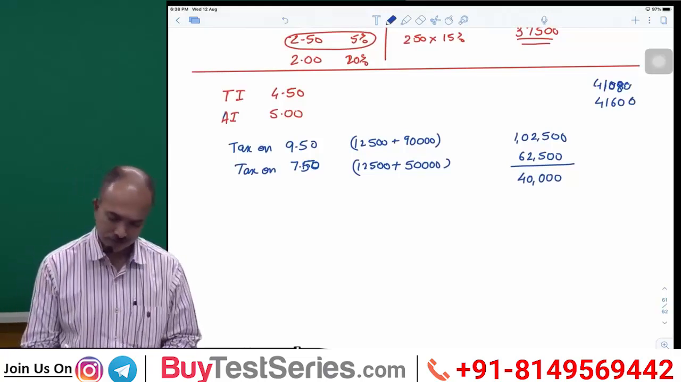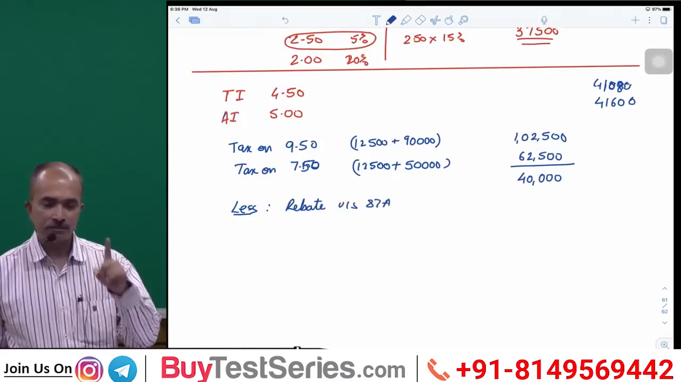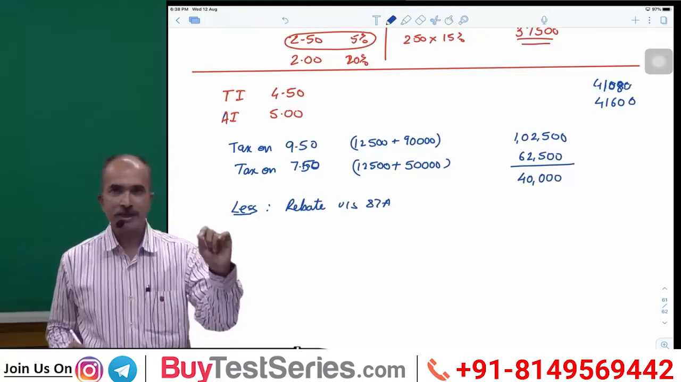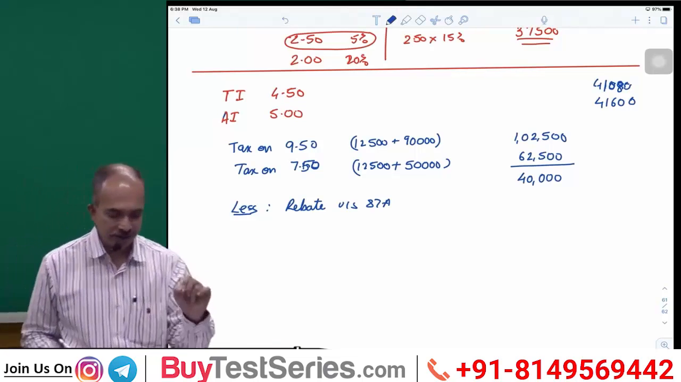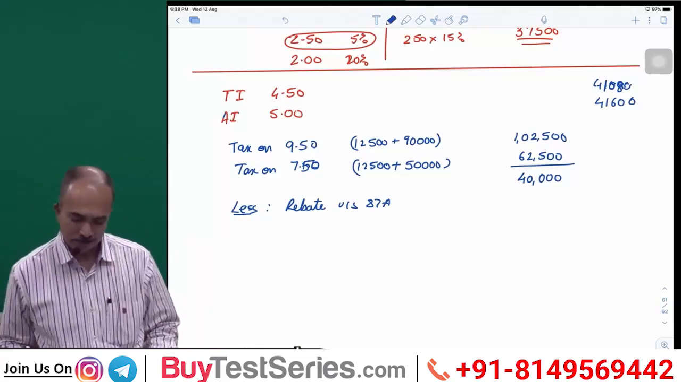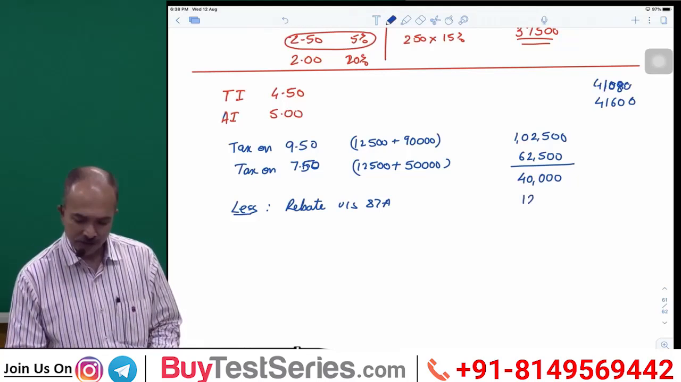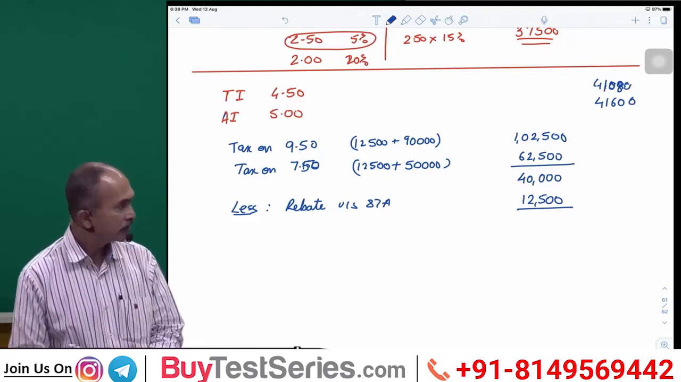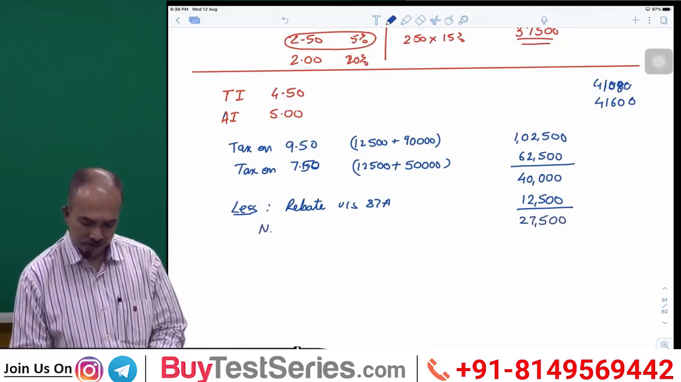All of you are wrong. Less: rebate under section 87A. Taxable income, total income is not crossing 5 lakh. Can I get a rebate? I am a resident individual. Definitely I will get the rebate, I am eligible. So rebate is definitely available. Do not forget: actual tax or 12,500, whichever is less. 12,500. 40,000 minus 12,500, 27,500 is your net tax.